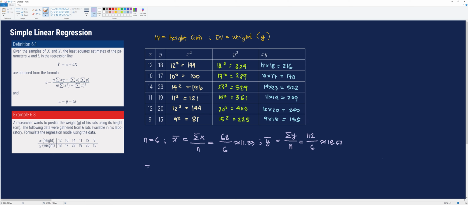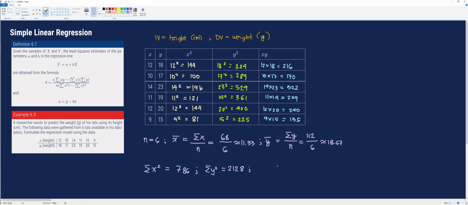The summation of x squared is equal to 144 plus 100 plus 196 plus 121 plus 144 plus 81, and that is 786. The summation of y squared is equal to 324 plus 289 plus 529 plus 361 plus 400 plus 225, which is equal to 2,128.